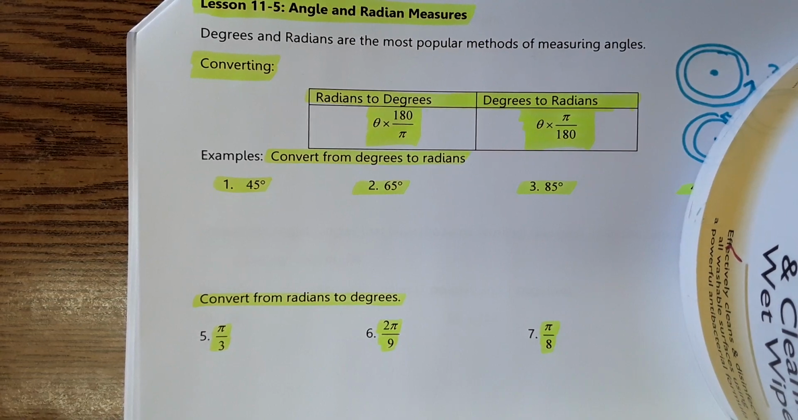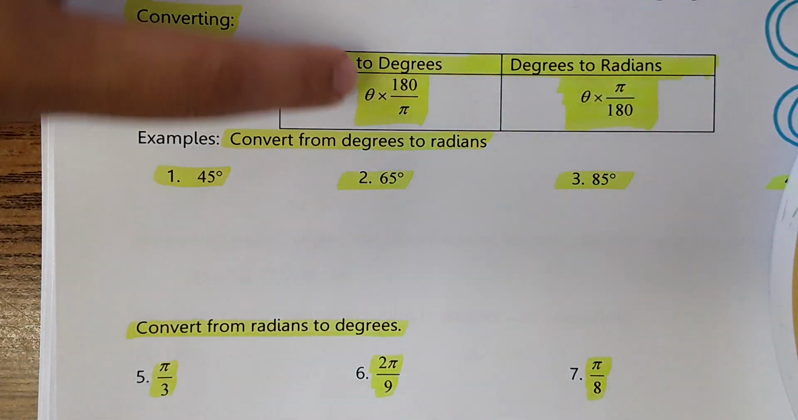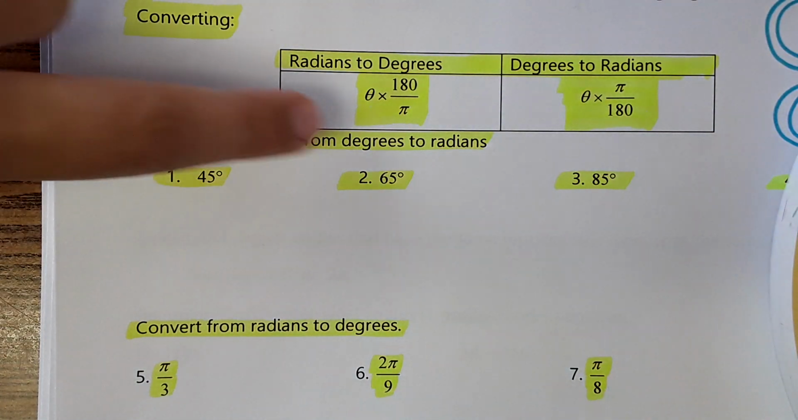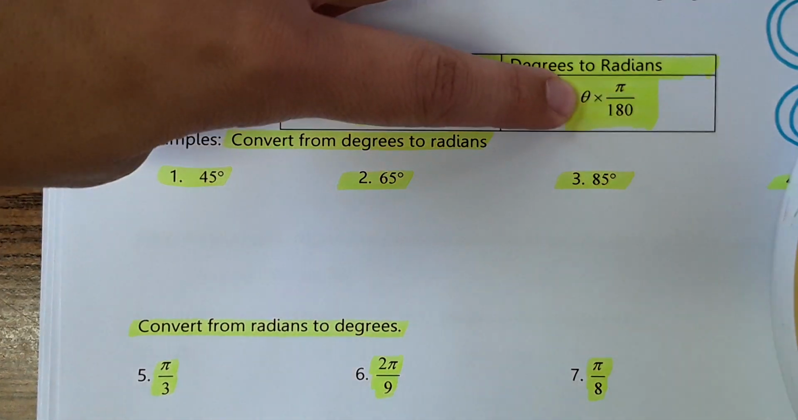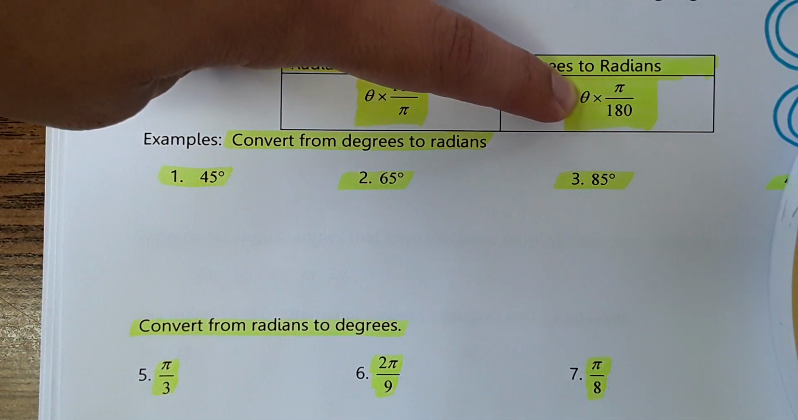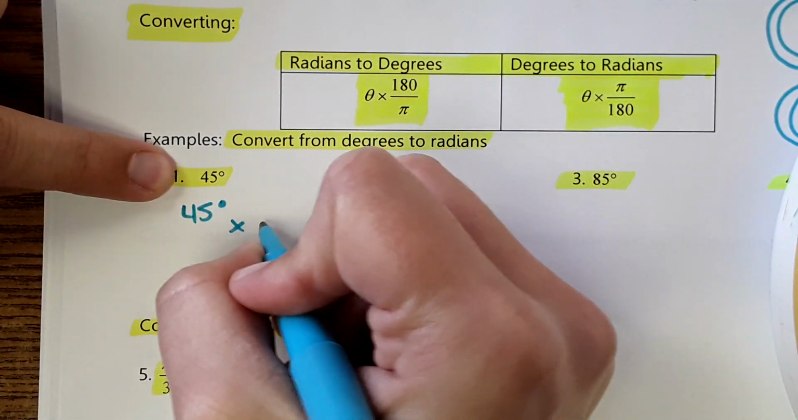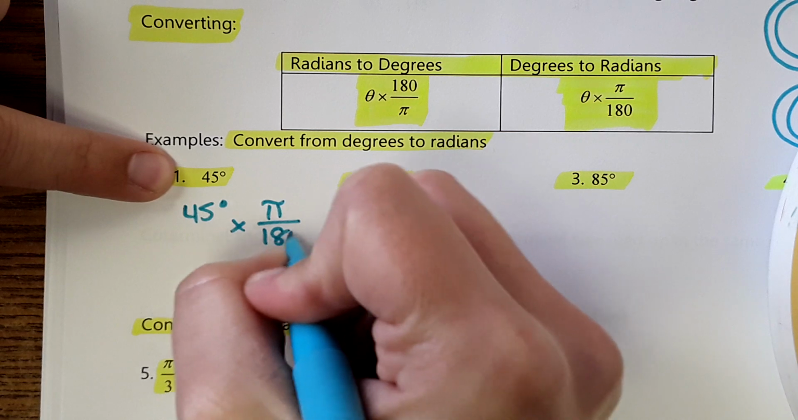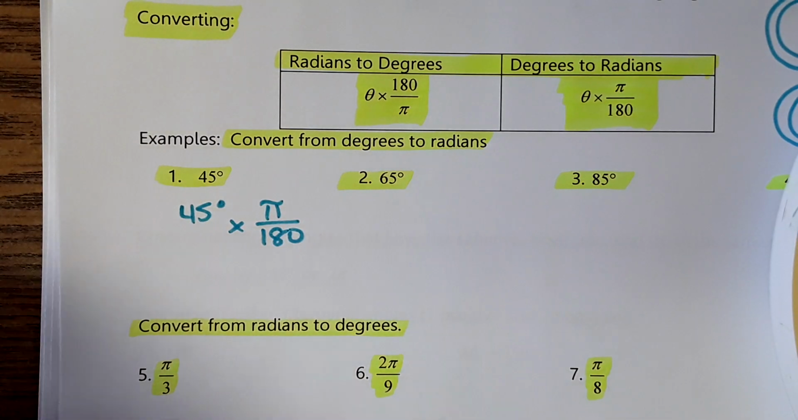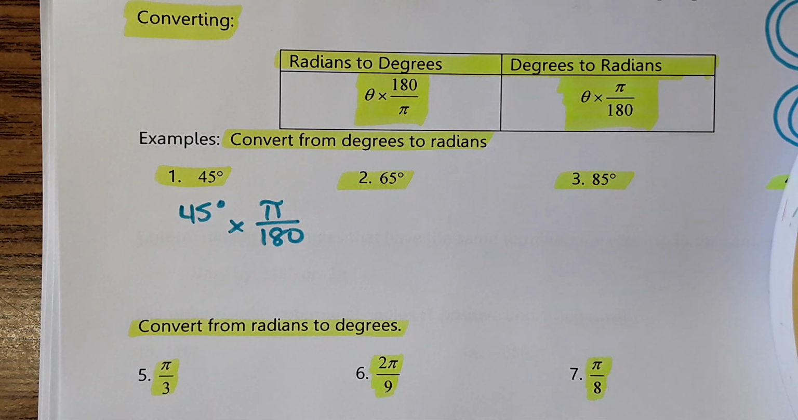Okay, so converting from degrees to radians, we're just going to use this formula here. Degrees to radians is this right here. Theta is our degree measure of the angle. So this would be 45 degrees times pi over 180. You could just plug this into a calculator, but that's not how we're going to do this. If you plug it into the calculator, you're not going to get the exact answer that we need, because we need it in terms of pi.